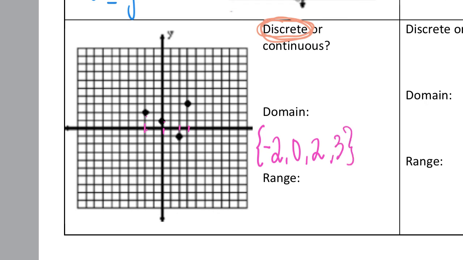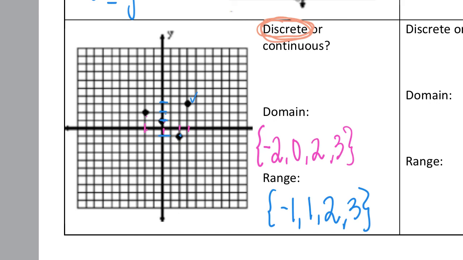Do the same thing for the y values. Make sure you're looking at the y-axis. So I'm going to look at this bottom point, and look at the y-axis for each of these. The smallest y value that the graph takes on is negative 1. The next one is at 1. The next one's at 2. And last, at this top point, that y value is 3.